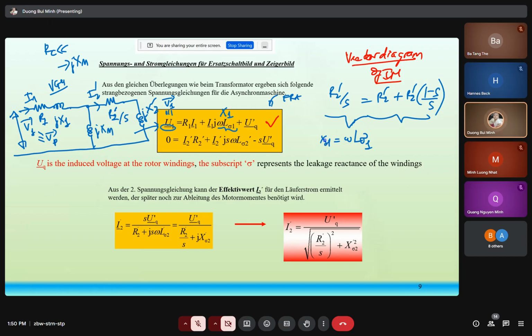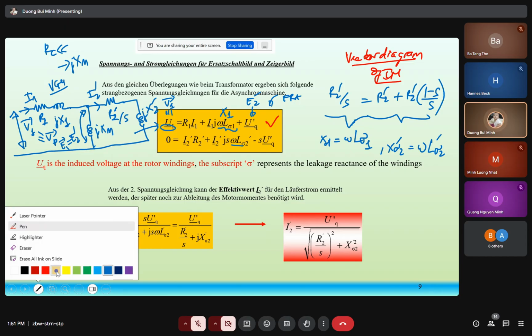Okay, and we have X sigma 2 over comma, which is omega L sigma 2 over comma. Or you just understand this is X1, and U2 over comma means here E2 over comma. Okay, of course E2 over comma is equal to E1.